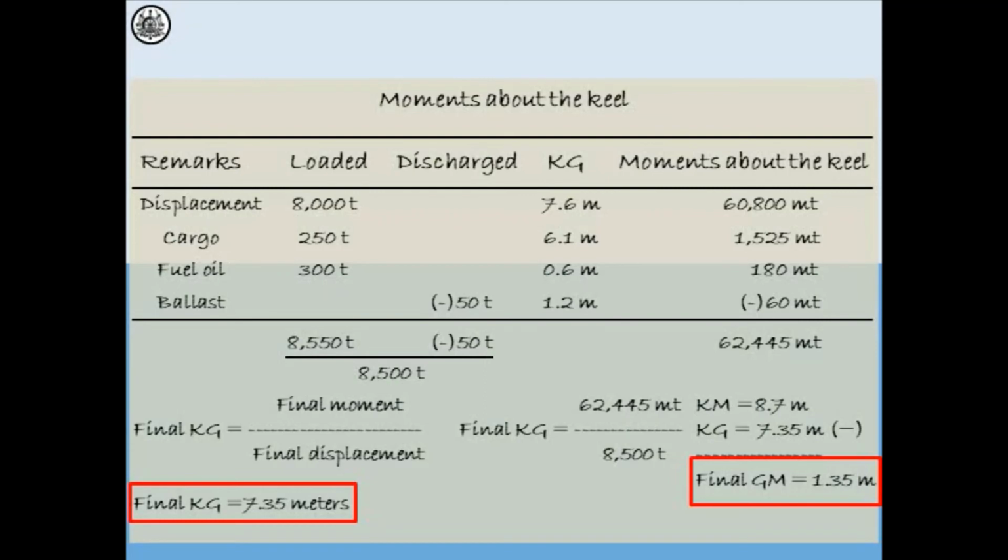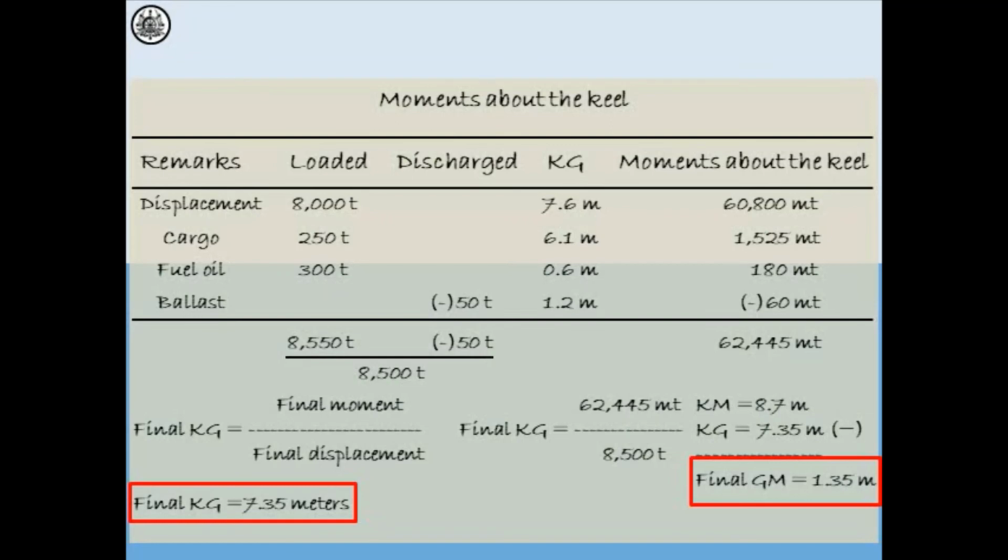A ballast of 50 tons multiplied by its KG of 1.2 meters. The result is equal to 60 metric tons. Subtract it from 62,505 metric tons. The final moment is equal to 62,445 metric tons.